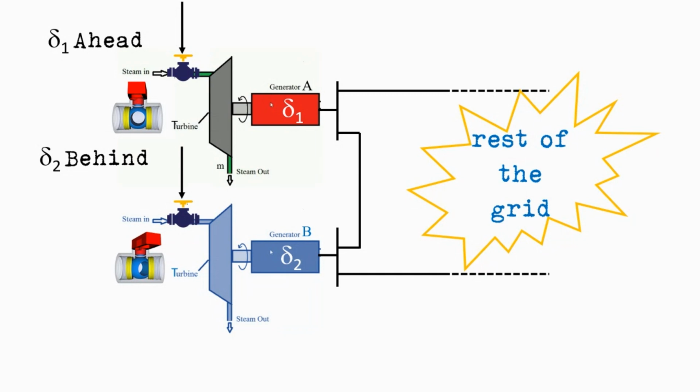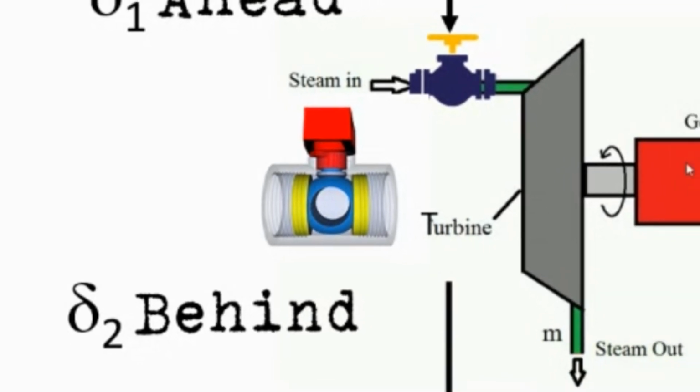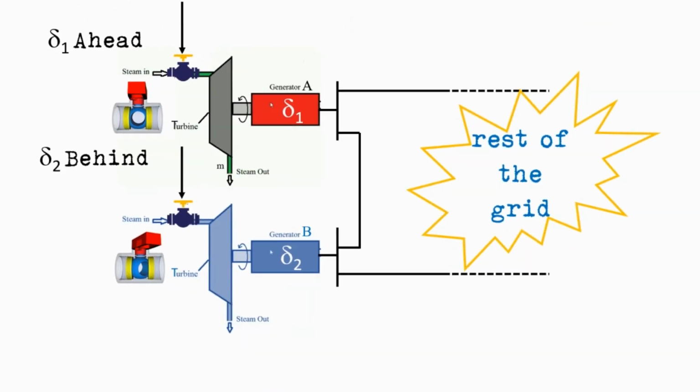But normally when this happens, immediately this valve, this governor, will open, as you can see the opening there, to give more steam, to give more power, to maintain the speed of the synchronous generator as it was before.